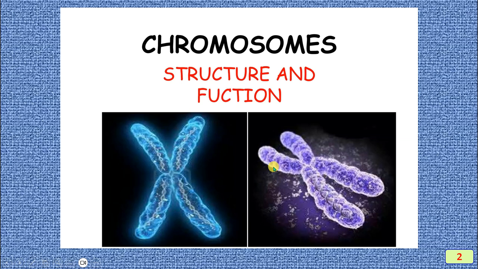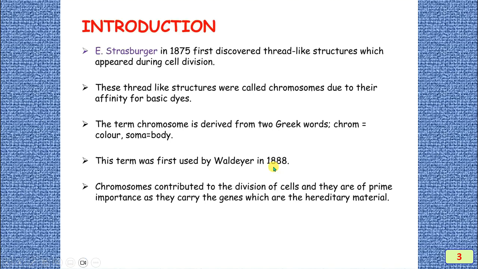Chroma means color. The chromosome was first found in 1875, when the thread-like structures were first discovered by E. Strasburger, which appeared during cell division. These thread-like structures were called chromosomes due to their affinity for basic dyes. The term chromosome is derived from the Greek words chrome, meaning color, and soma, meaning body.